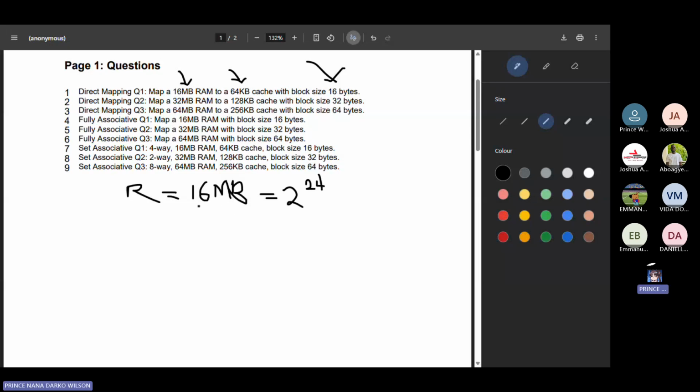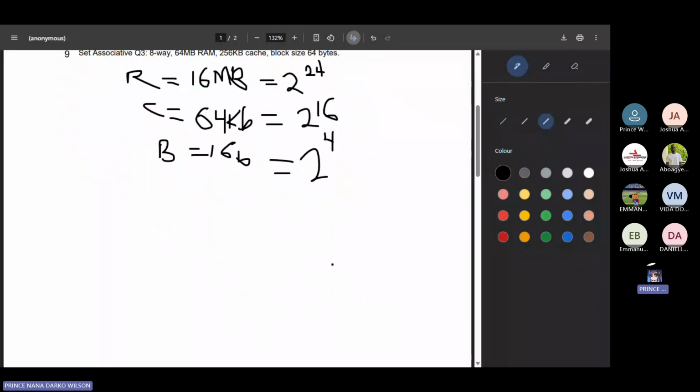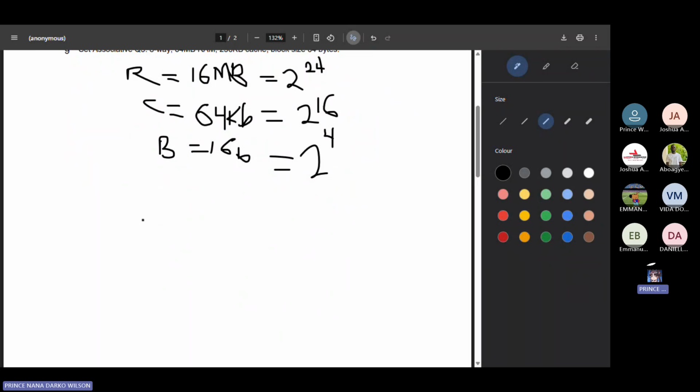Then we have our cache, and that's 64 kilobytes. Let's move very fast because this PC is not dependable. If we convert that, it's 2 to the power 16, right? Yes. Good. And then we have our 16 bytes for our block size, and that's just going to be 2 to the power 4. So let's convert this into their necessary addresses quickly. We need our offset, we need our line index, and then we need our tag.